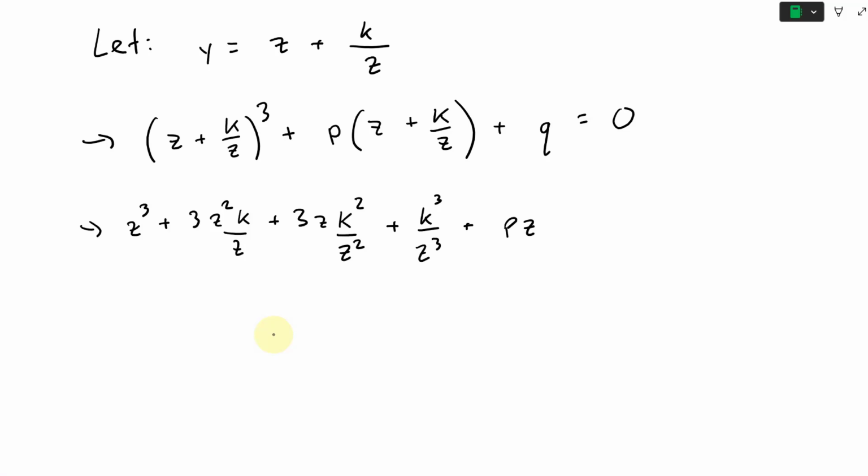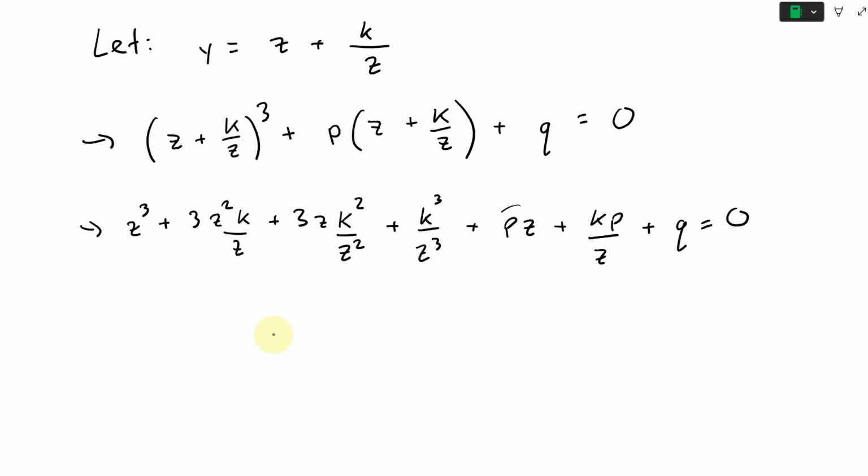So you need to go through all this. All you need to do is just determine the ones with the pz, and so this is all that matters. I'll also write this for completeness, multiply this inside just because it's pretty easy. And so that's p times k over z, and then plus q equals 0.